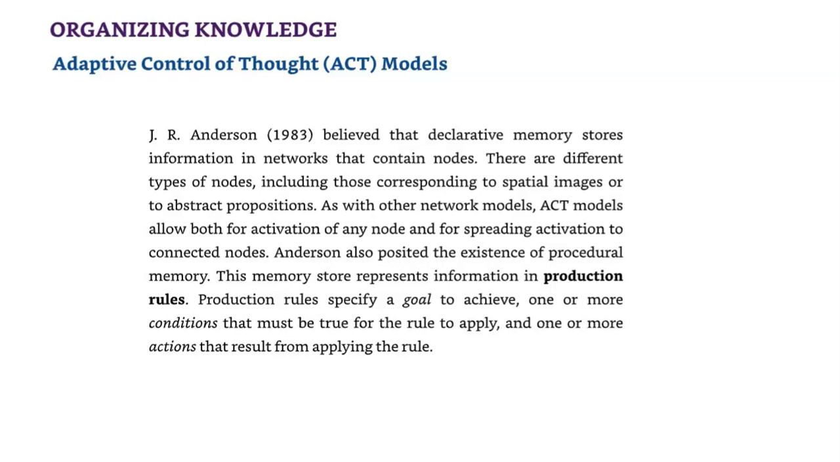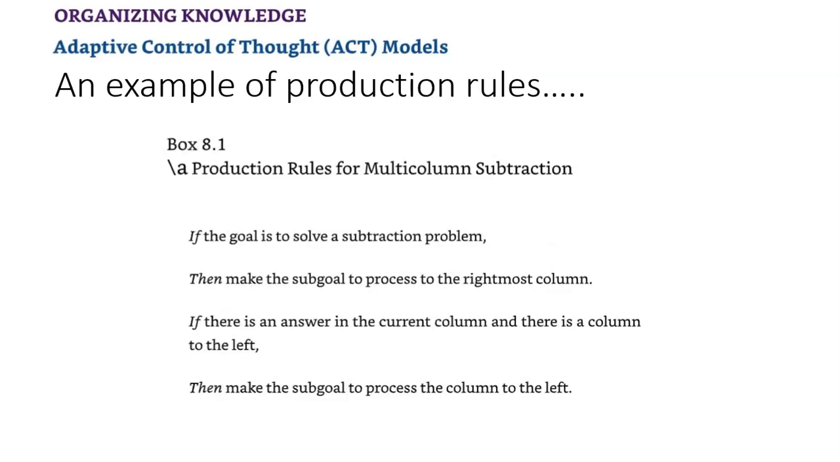As with any other network models, ACT models allow for both activation of any node and for the spreading of activation, as we saw in that yellow graph that we just saw. But he also proposed the existence of procedural memory and production rules. So he gives a lengthy example here in the text, or Galati does, a production rule for multi-column subtraction, and it allows for a procedure to have existence within the context of a spreading network.